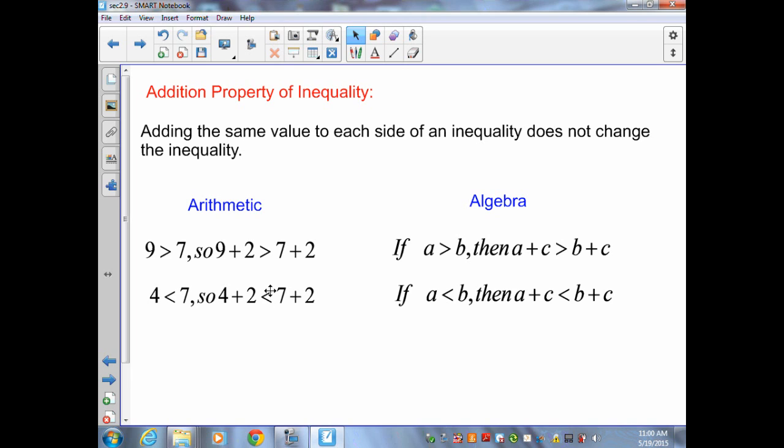The same for the algebra version. a is greater than b, and if I add the same quantity to both sides, the inequality holds. And a less than b, two real numbers, adding the same quantity to both sides, the inequality still holds.